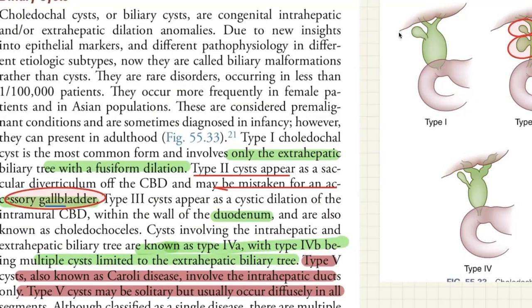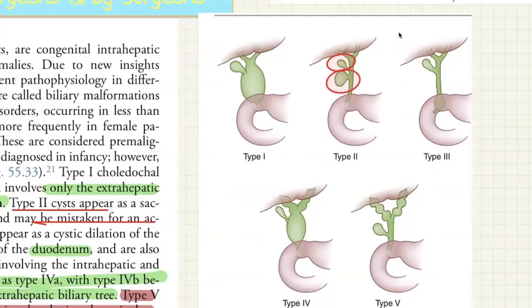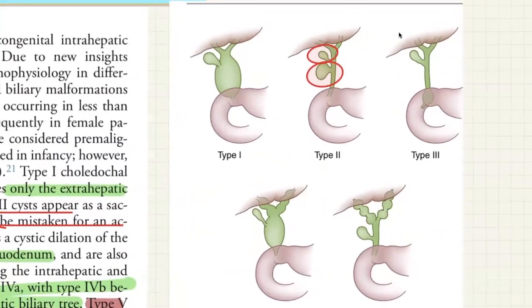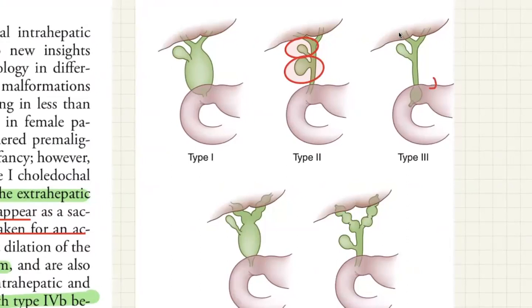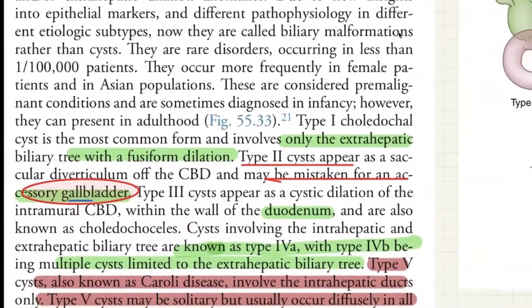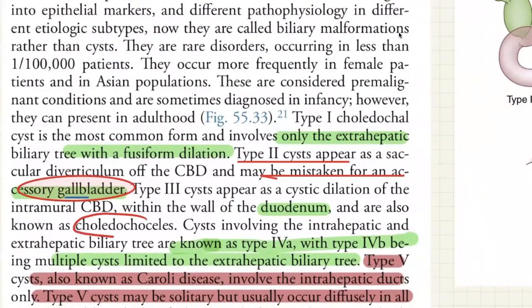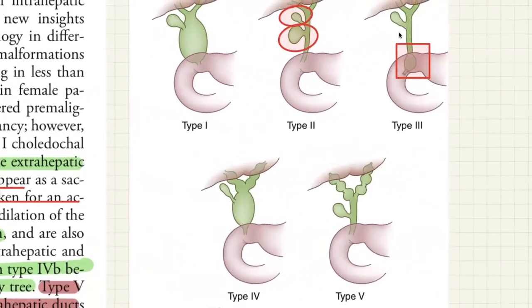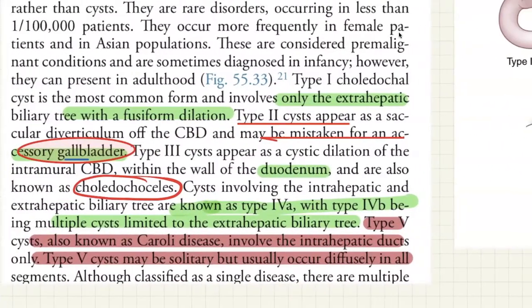And type 3 is a peculiar variant in which there is a dilatation into the duodenum. As you can see, dilatation is entering into the duodenum. And the thing about type 3 is that it has got a peculiar name. It is called choledochocele. So type 3 is called choledochocele.